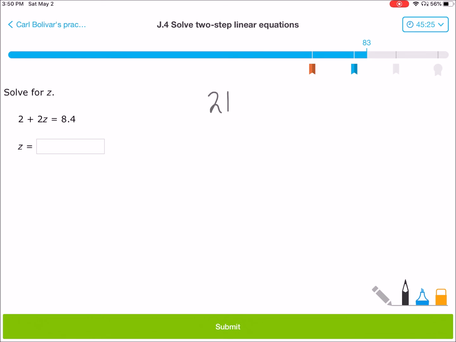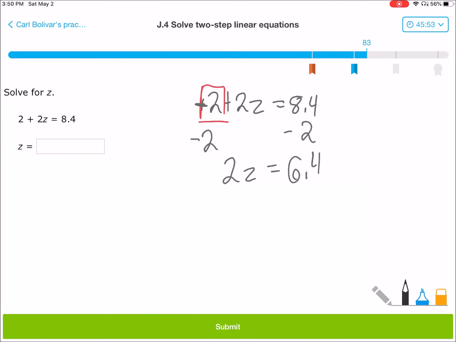Let's write it out first. First, we have to take this and put it to the other side. So we subtract 2, because it's the opposite of this positive sign here. We subtract 2. And this will give us 2z is equal to 8.4 minus 2, which is 6.4.